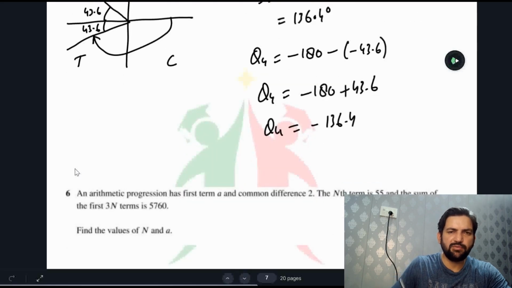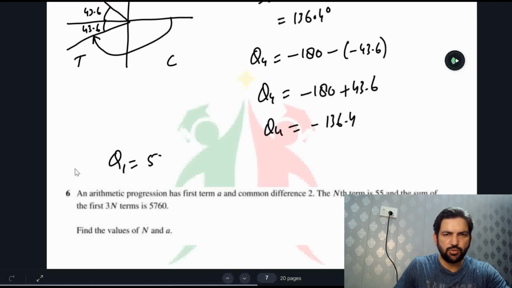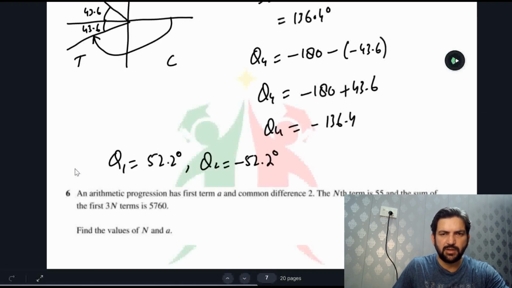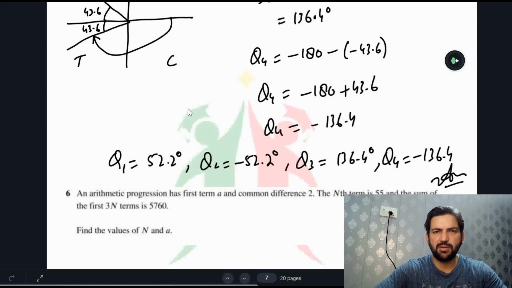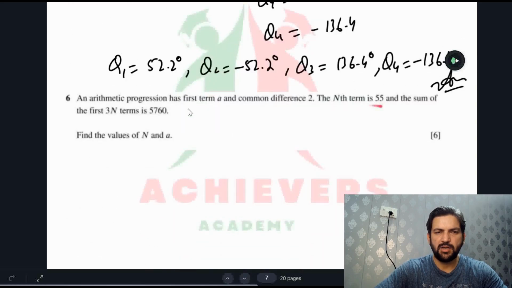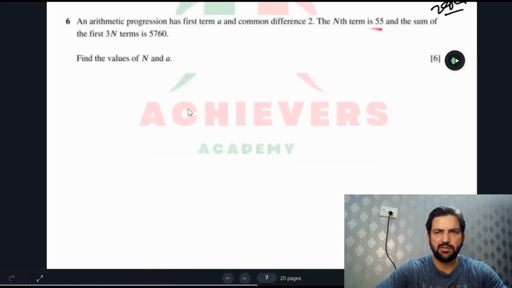Let me conclude the final answers, that theta 1 will be equals to 52.2 degrees, theta 2 will be equals to minus 52.2 degrees, and then theta 3 will be equals to 136.4 degrees, and theta 4 will be equals to minus 136.4 degrees. This will be the final answer. I hope that the concept is clear. Let's move to question number 6.